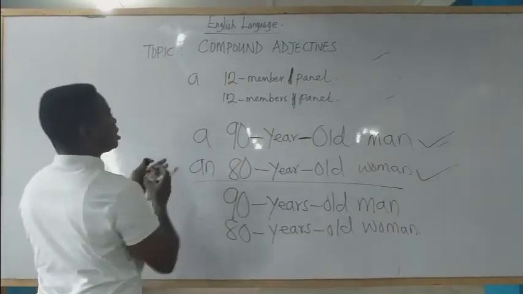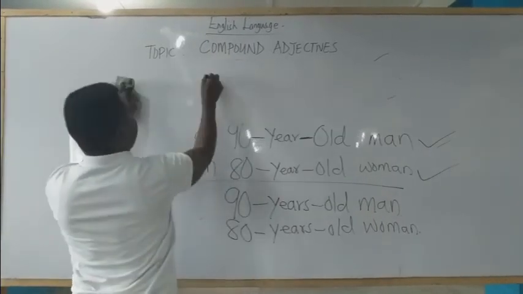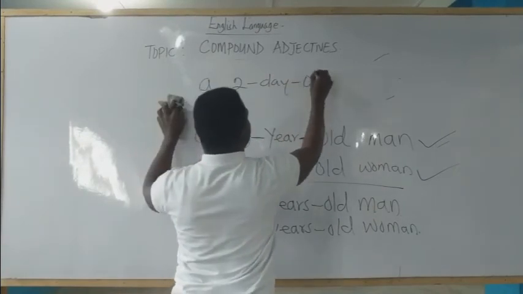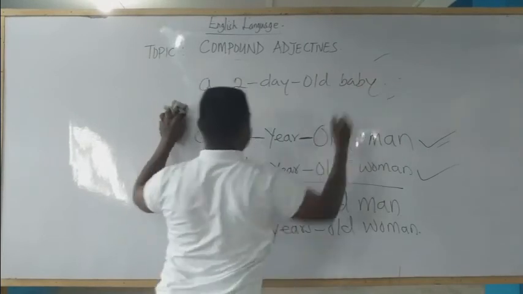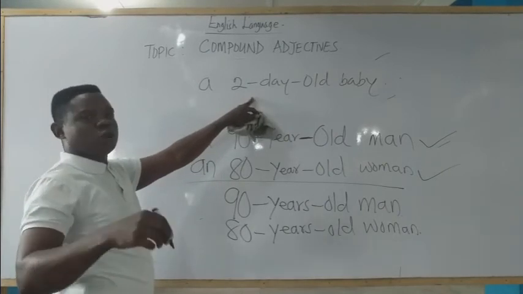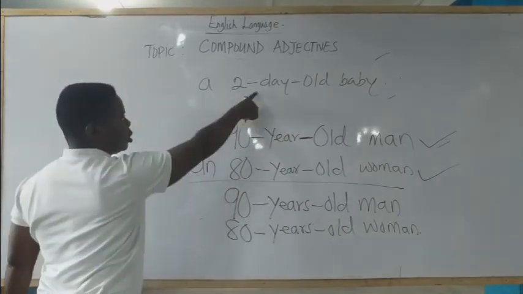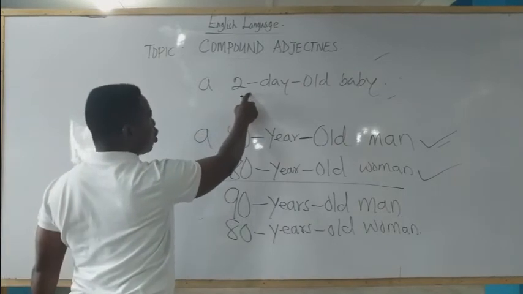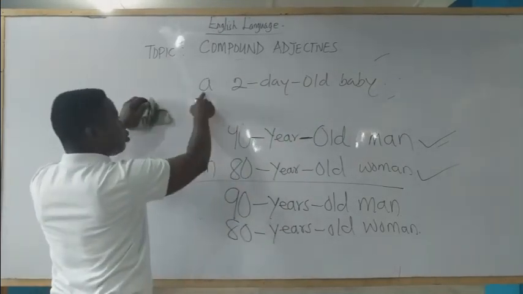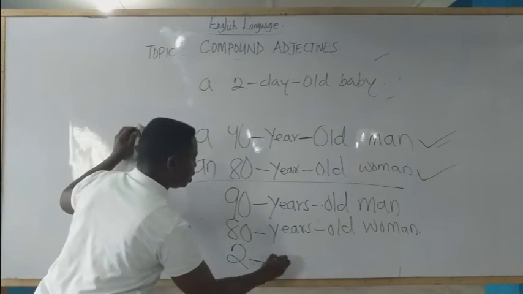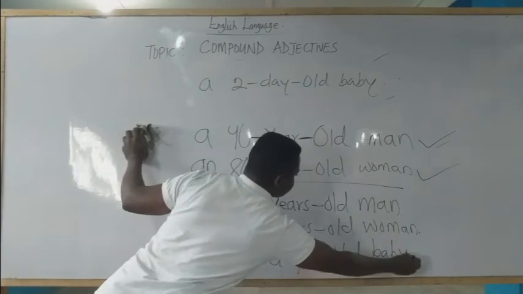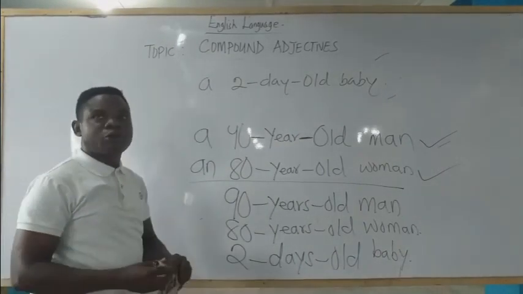Now let me give you another example. If I have a 2-day-old baby, a 2-day-old baby, this is equally correct. This is how your correct option will appear as your answer. By the time you have this in your exam, this is what you will choose as your correct answer. This one has the correct order. Now, to write this without using that order, that becomes 2 days old baby. Take note.